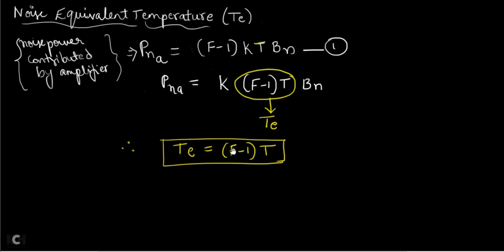F means noise factor, capital T means absolute temperature. Absolute temperature means room temperature. So what is the capital T for room temperature? In degree Kelvin, 290 degree Kelvin.